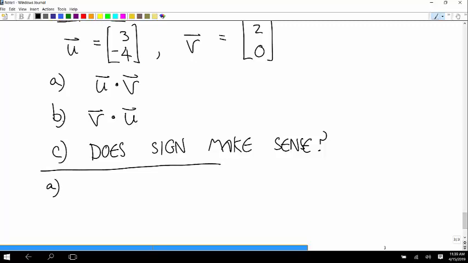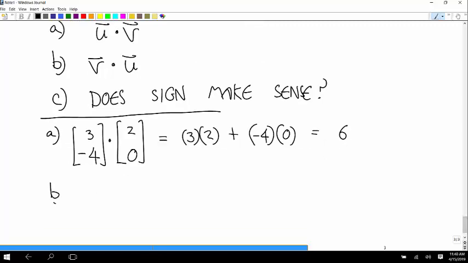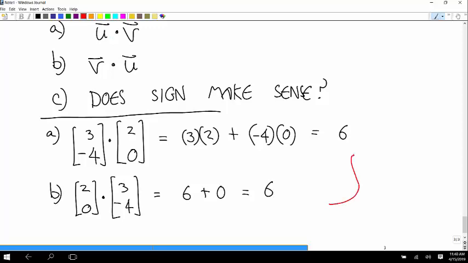Okay, so for part A, we have (3, -4) dotted with (2, 0). Multiply the two x components, multiply the two y components, add them together, and you get 6. Second, V dotted with U: I'm just going to change the order and do it again. Multiply the two X's, multiply the two Y's and add them together, and you get the same thing. So one thing to remember about the dot product is the order of operation doesn't matter.